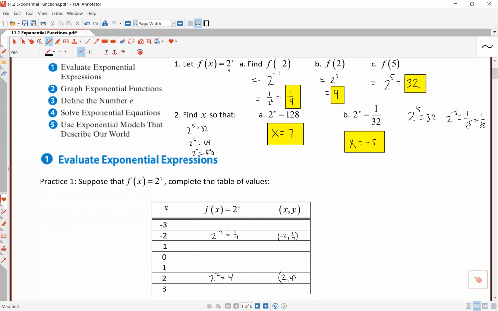If we want to plug in 0, 2 to the 0 power is 1. And 2 to the first power is 2. Third power, or 2 cubed, is 8. And 2 to the negative 1 is 1 over 2. 2 to the negative 3 is 1 over 2 cubed, or 1/8.